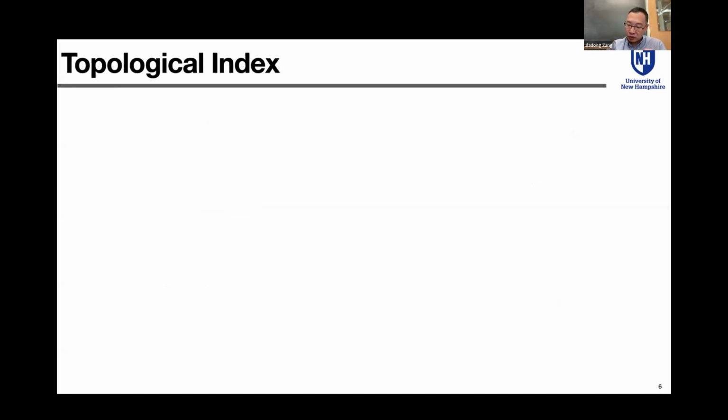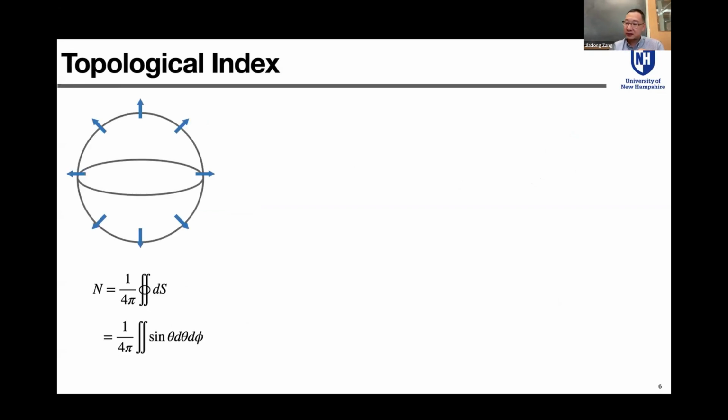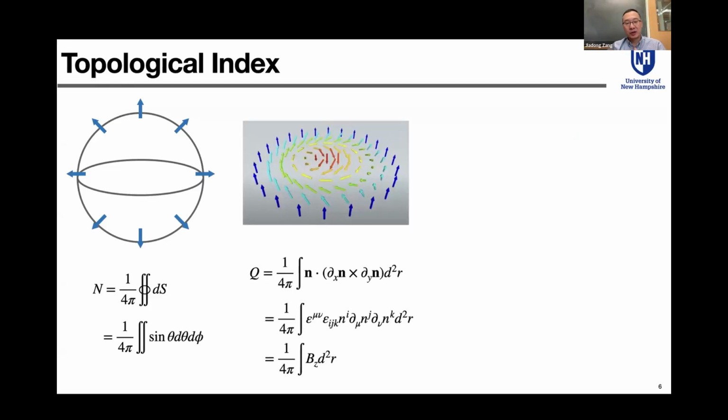As a topological structure, there is a topological index. For the hedgehog that I just mentioned, the topological index is very simple. It's just the total solid angle spanned by the spins. And this solid angle can be written in terms of sine theta, d theta, d phi. And for skyrmions, theta and phi depend on the coordinates x and y.